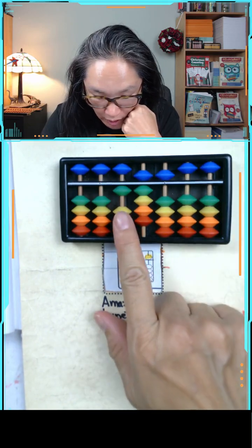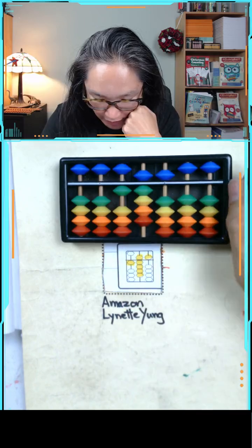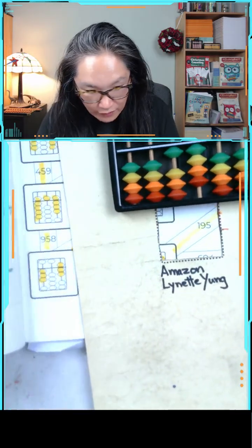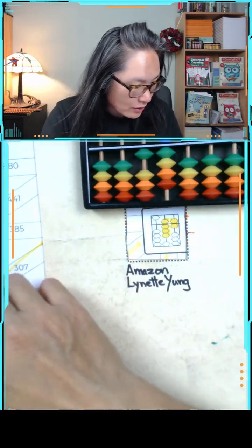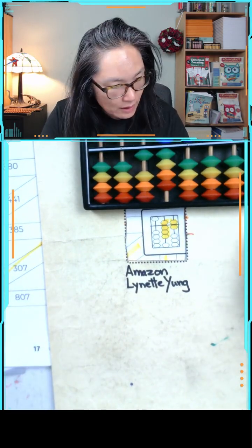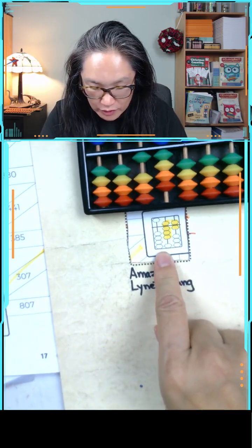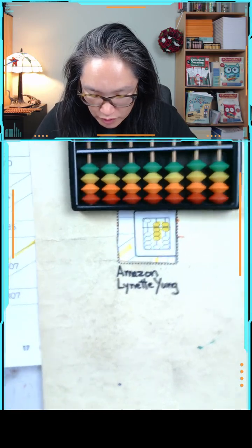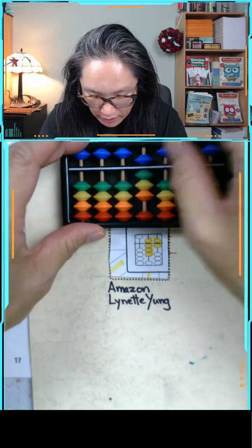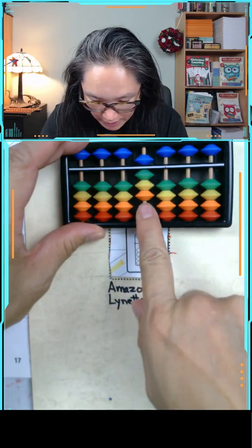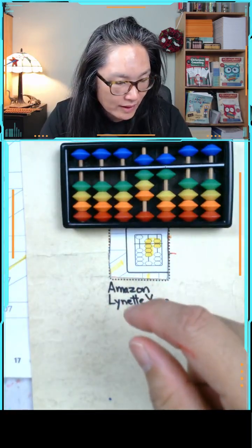Thank you, Ebony. 195. That's what that is. 195 will take me up here. And then, what is that? That is 2 digits, right? Because there's only 2 digits touching the horizontal bar. So we have our hundreds, our tens, and our ones. What number do we think that is?